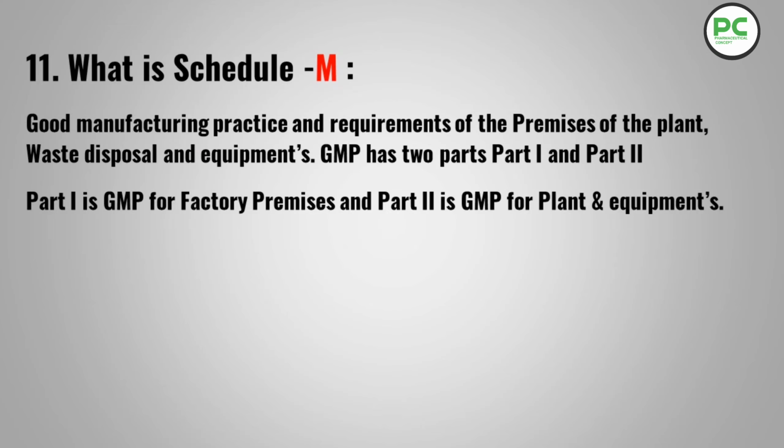What is Schedule M? Good manufacturing practice and requirements of the premises, plant, waste disposal, and equipments. GMP has two parts, Part 1 and Part 2. Part 1 is GMP for factory premises and Part 2 is GMP for plant and equipments.